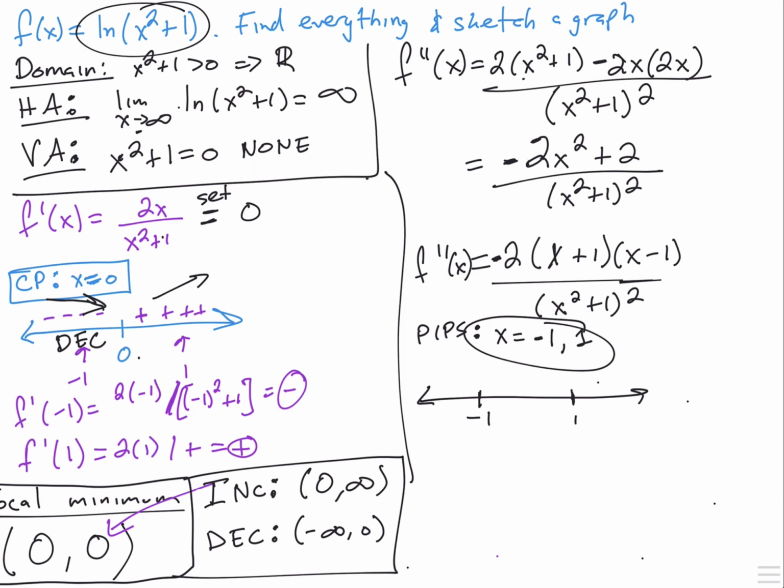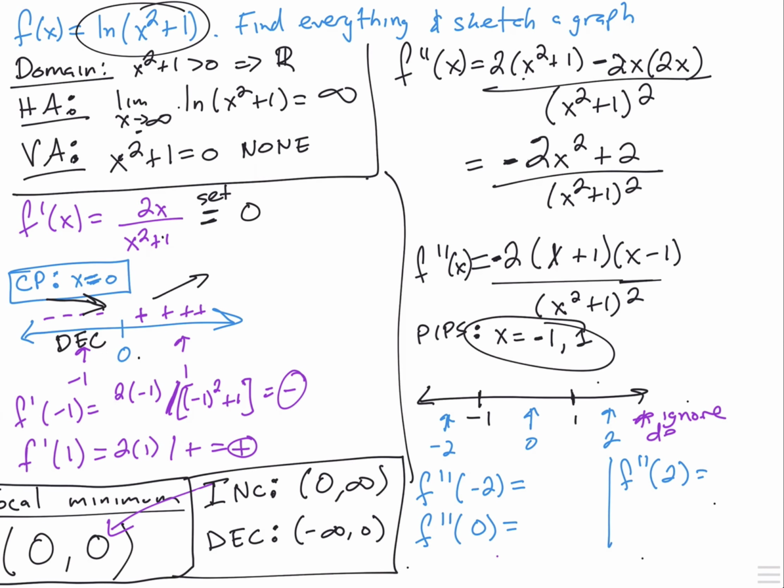So what would be some good test points? 0, 2, -2. And where am I going to plug these into? Second derivative. Sure? Yeah. Okay, good. All right. Nice. Second derivative. Why? Because I'm looking for the concavity, right? And the second derivative tells me the concavity. All right, so again, notice the denominator is always going to be positive, right? So I'm not even going to worry about the denominator. So I'm just going to put a star, ignore denominator.